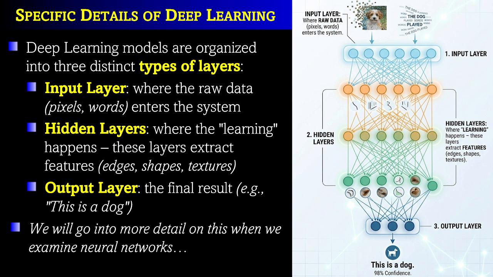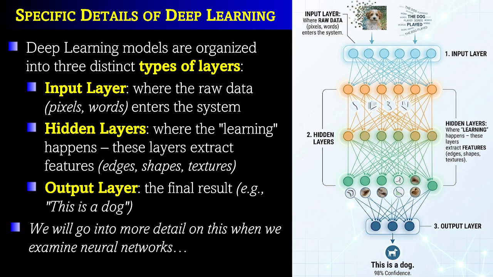What's going on in the middle are the hidden layers. This is where the learning happens. Those are the layers that will extract features like edges and shapes and textures, and then based on that, those discriminative or predictive features start to come out as it gets closer to the output layer.